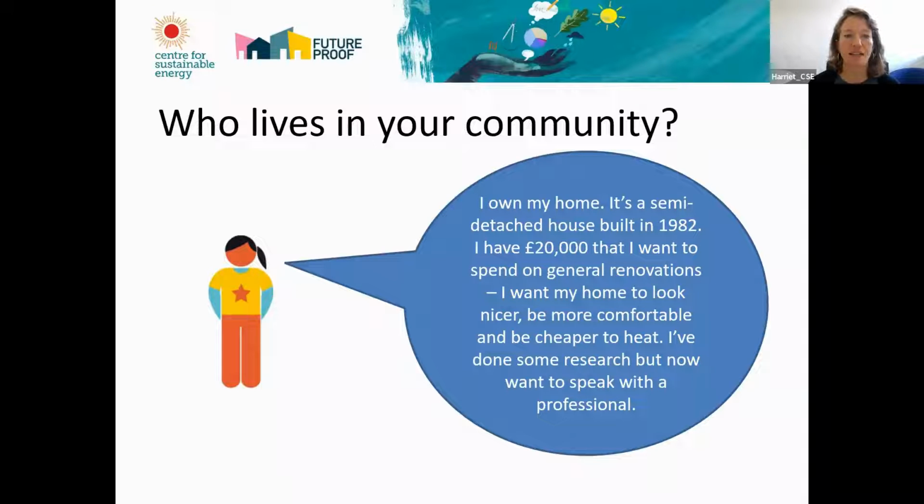And then finally, this person says, I own my home. It's a semi-detached house built in 1982. They have about £20,000 that they want to spend on general renovations, and they want their home to look nicer, be more comfortable, and be cheaper to heat. They've done some research, but they now want to speak with a professional. So this person's motivations are really around making the home feel nicer, look nicer, maybe be a bit more modern. They have quite a big chunk of money to spend on it, but now they want to speak to a professional. So they've done some research, they have some knowledge, but now they want to start the retrofit journey.